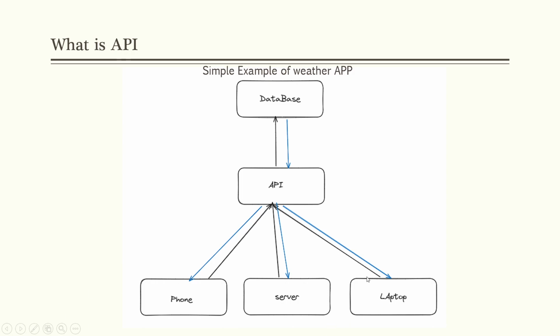So here is your application, on a phone, on a server, on a laptop, whatever. You talk to the API, and you say, for example, give me the weather for Liverpool, and the API talks to the database, gets the information, and sends it back to you.